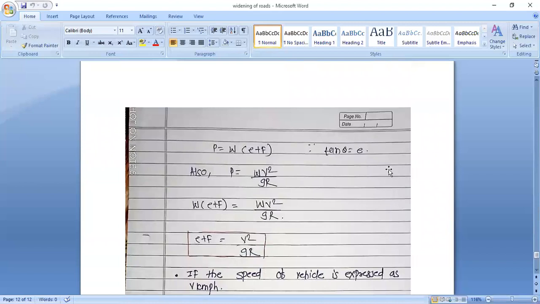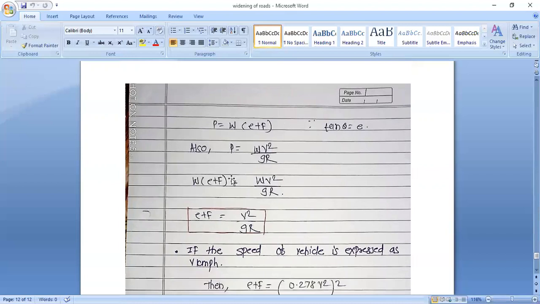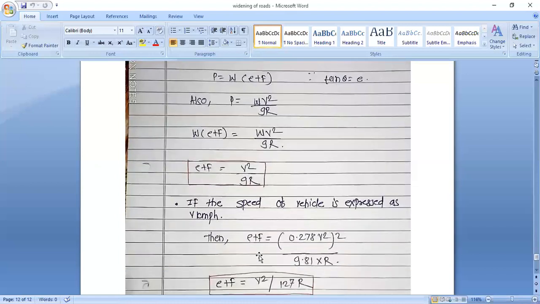Then tan theta is E, the rate of super elevation. Then P becomes W in bracket E plus F. And also we have the centrifugal force P is equal to W V square upon G into R. Then from the equilibrium condition, P is equal to P, we get the value of E plus F is equal to V square upon G into R. This is the equation of super elevation.